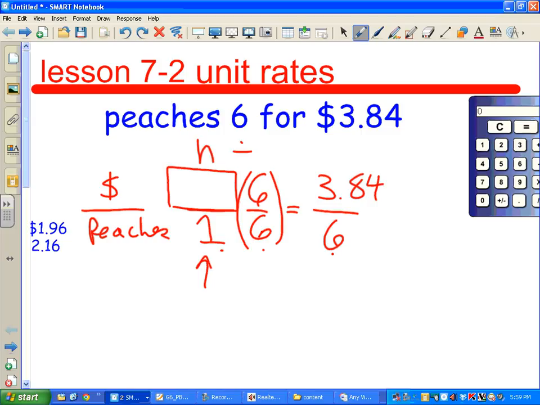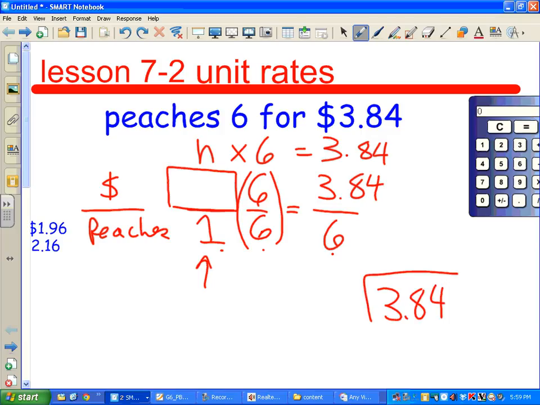So some number times 6 gives me 384. How do I solve for my mystery number? Well, I bet you know already. We need to divide by 6. So I put down 384, my decimal point there, and I divide it by 6.